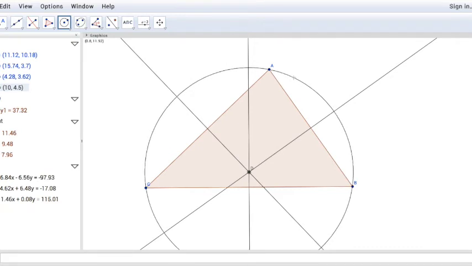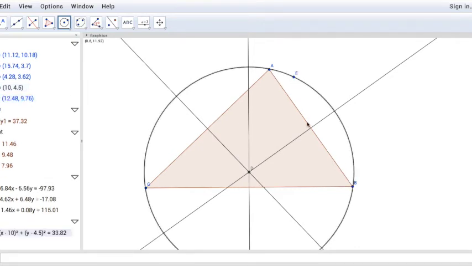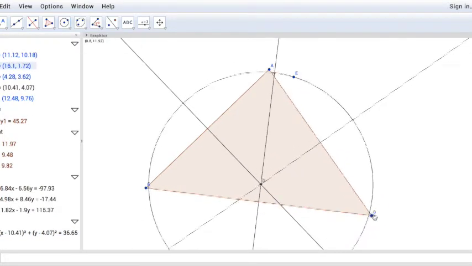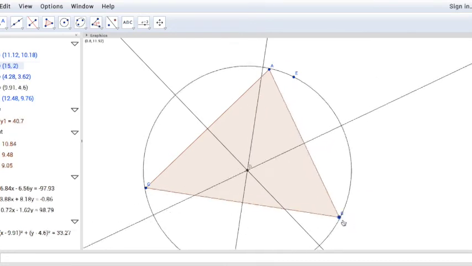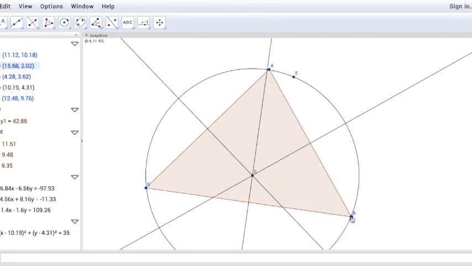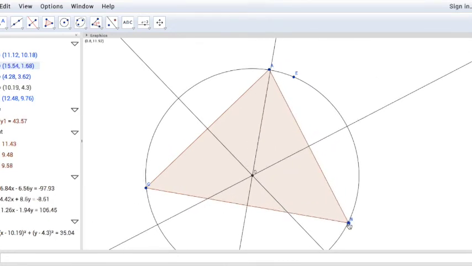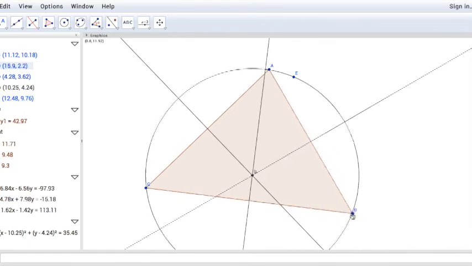So the circle is formed. That point is called the circumcenter of a triangle. Circumcenter of a triangle means the point of concurrency of all the 3 perpendicular bisectors. So using the graphics view, we can drag and see.